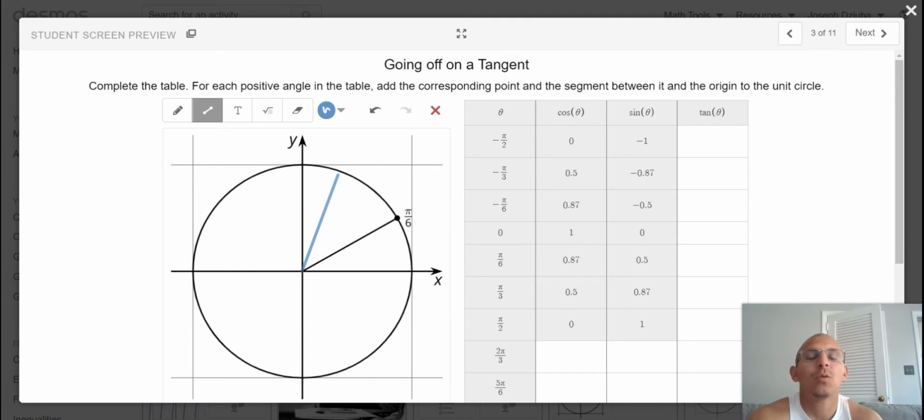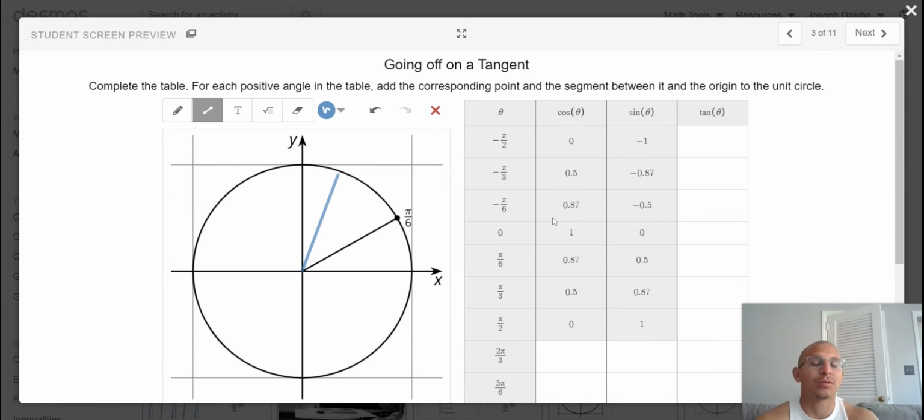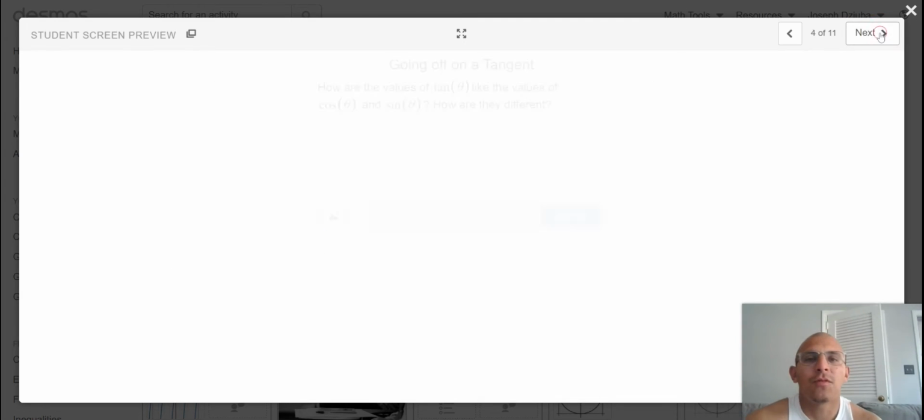So once again, you should have done this part in your warm-up, but you'll be tasked with completing the rest of the table, and this should give you an excellent opportunity to practice your ability to recall the unit circle. Before we have a few questions.